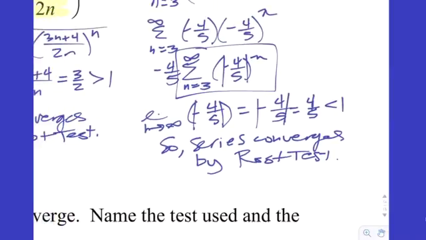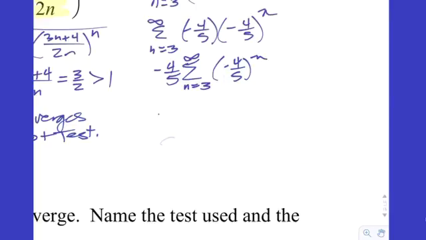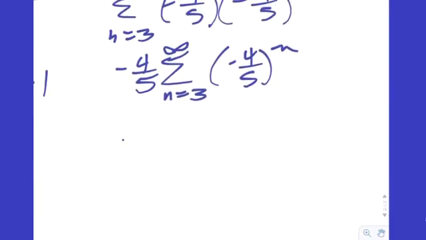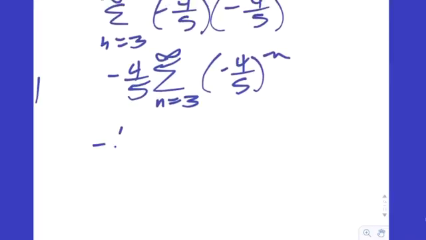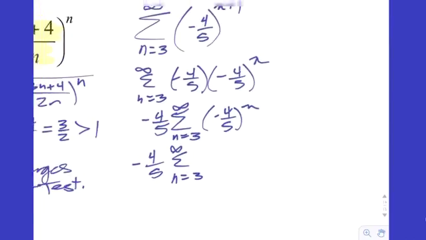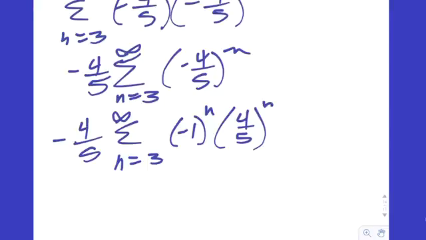All right. How else could we do it? Well, here's another way to do it. Could you use the alternating series test here? Yeah, you could use the alternating series test. Here's how that would look. I'm still going to bring that negative 4/5 out front. And now I'm going to write that, although you wouldn't have to do that, as negative 1 to the n times 4/5 to the n. That's how you can separate the alternator from the magnitude contributor.